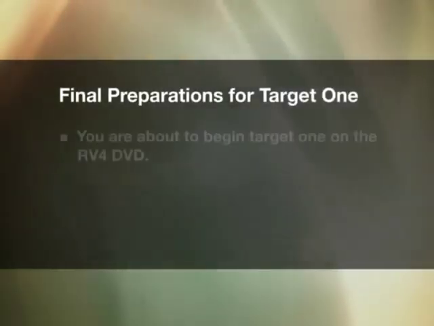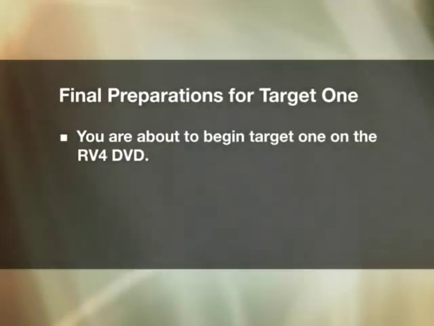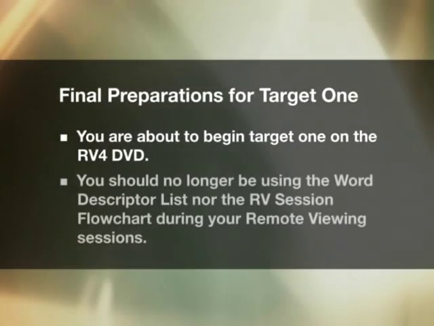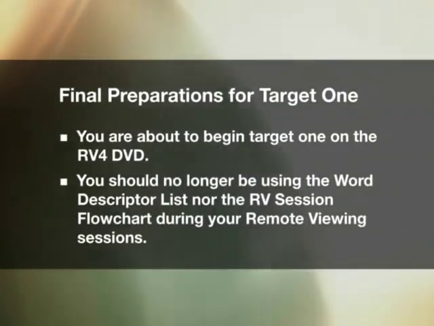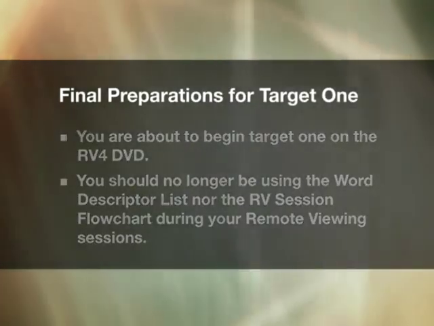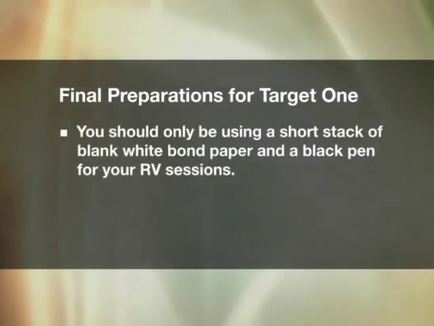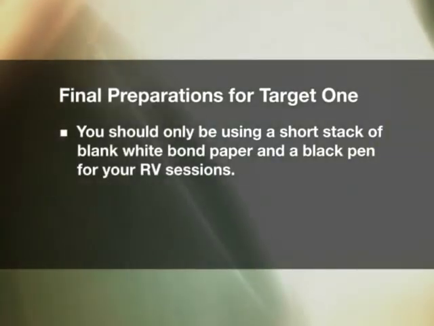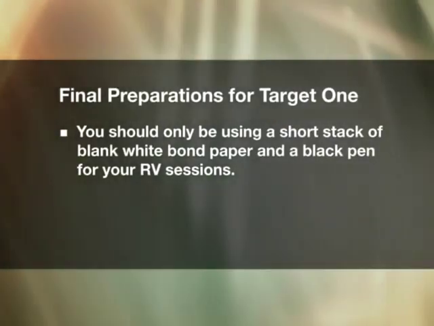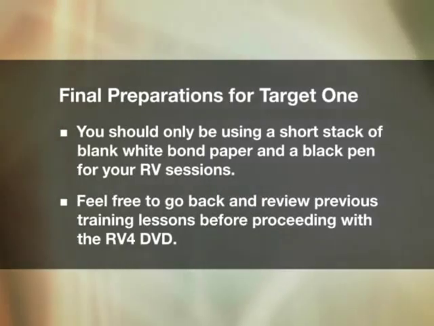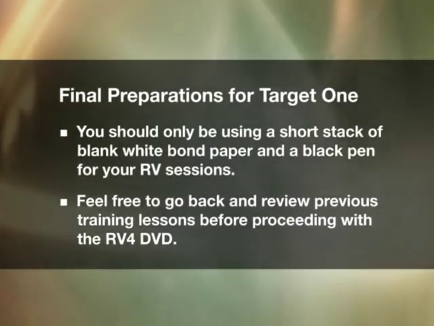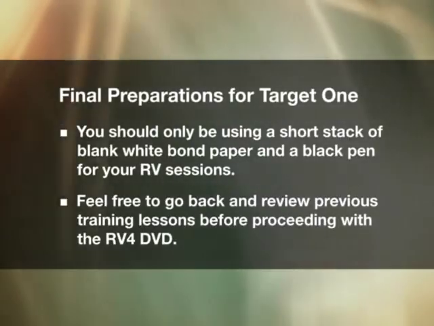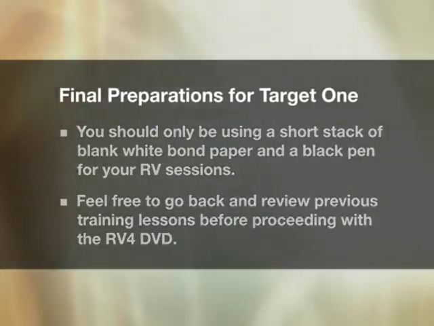You are about to begin Target 1 on the RV4 DVD. At this point in your RV training, you should have memorized the word descriptor list and the remote viewing session flowchart. You should not be using anything within your RV sessions besides a small stack of blank white bond paper and a black pen. If you feel that you may require additional practice or review to become more comfortable with executing sessions in this manner, please feel free to review previous Learn RV DVDs or to conduct additional practice sessions.